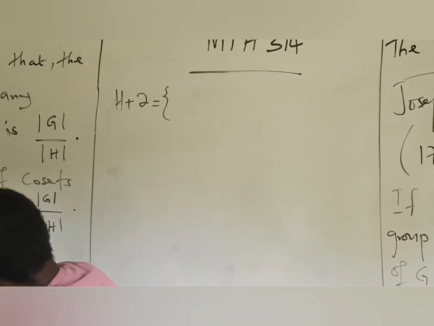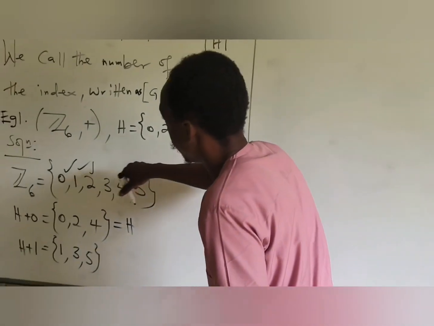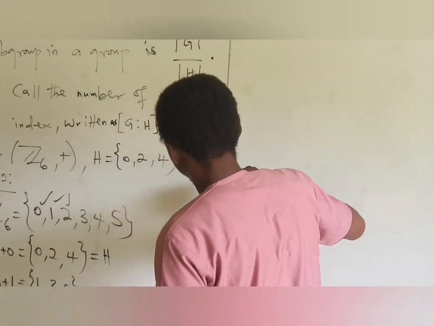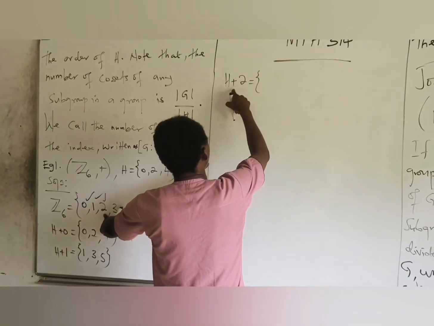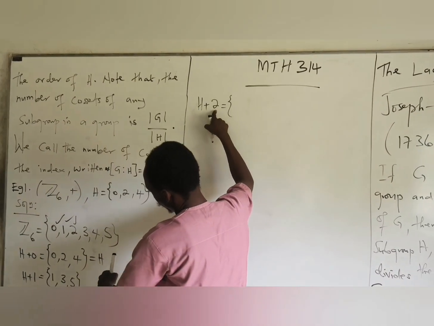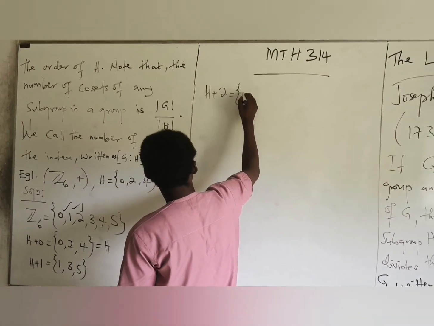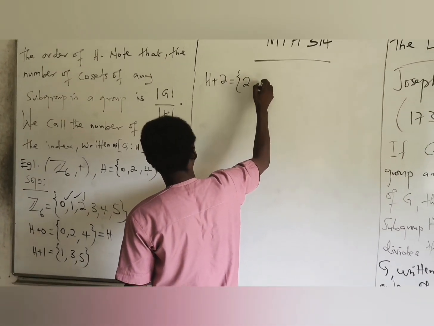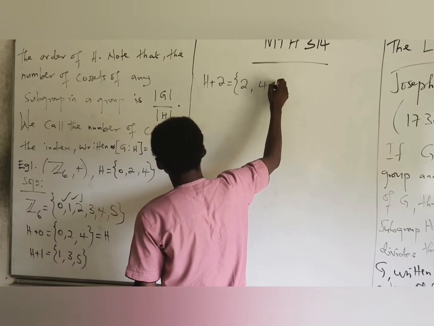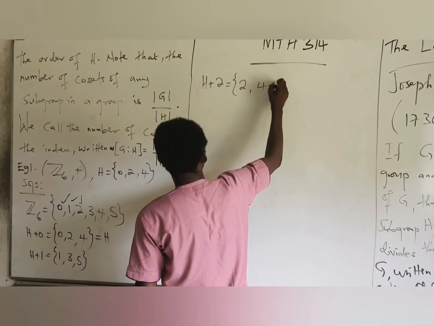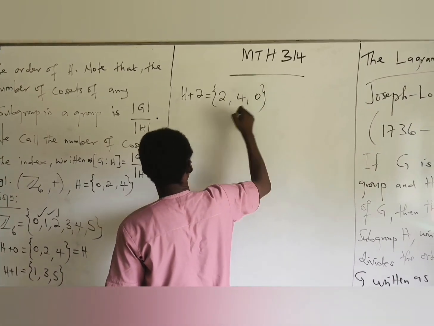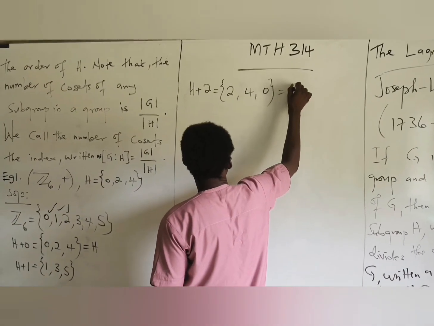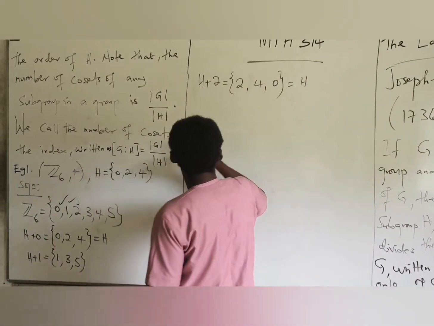So we are adding H to 2. What do we get? 2 plus 0, 2. 2 plus 2, 4. 2 plus 4, 6, which is 6 modulo 6, 0. Can you all see? So this is also what? H.